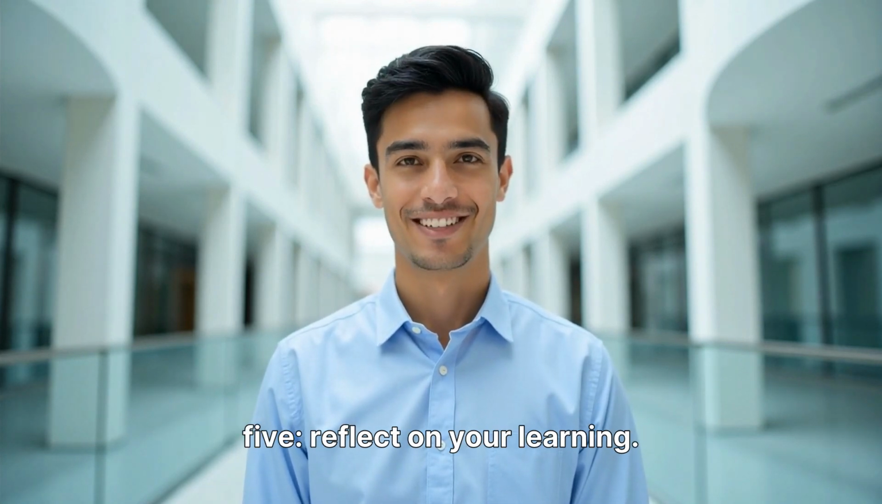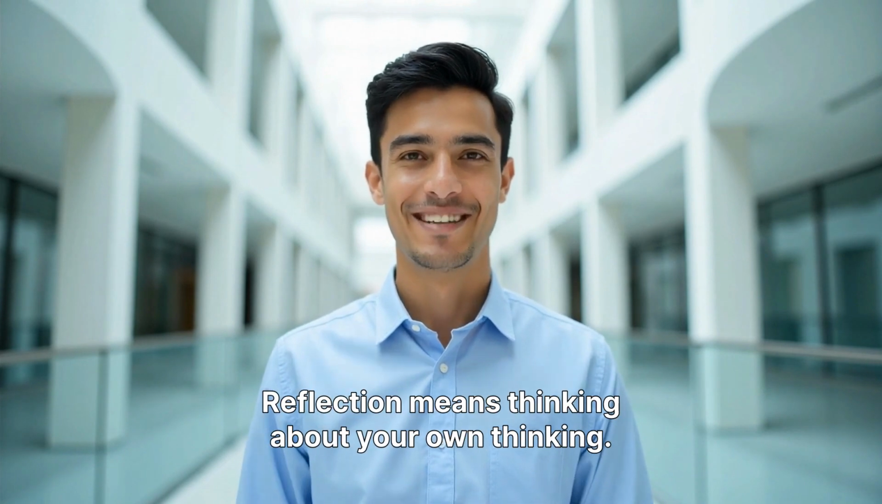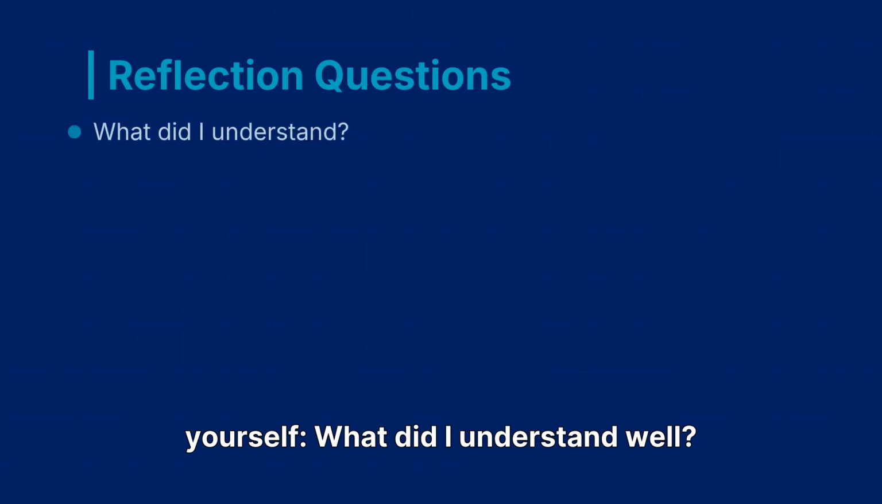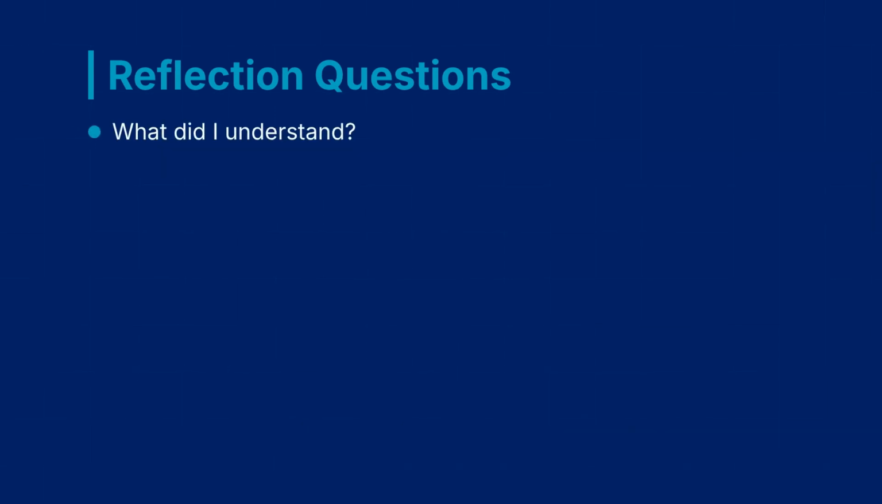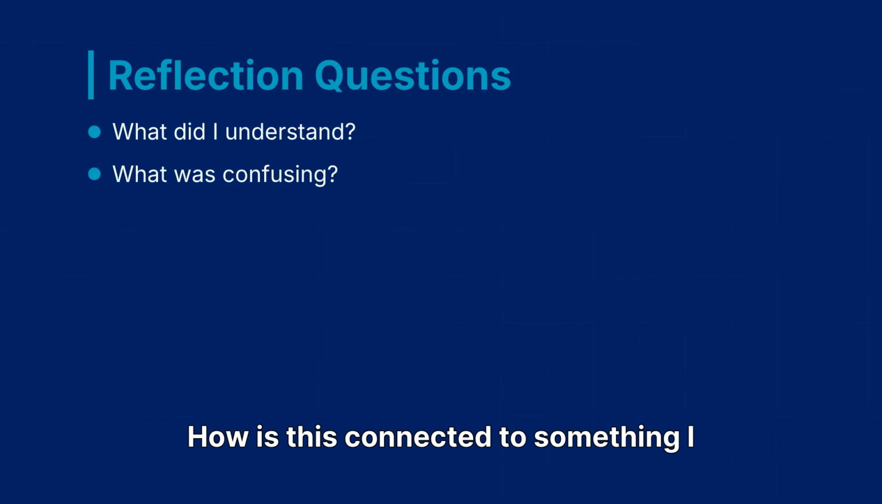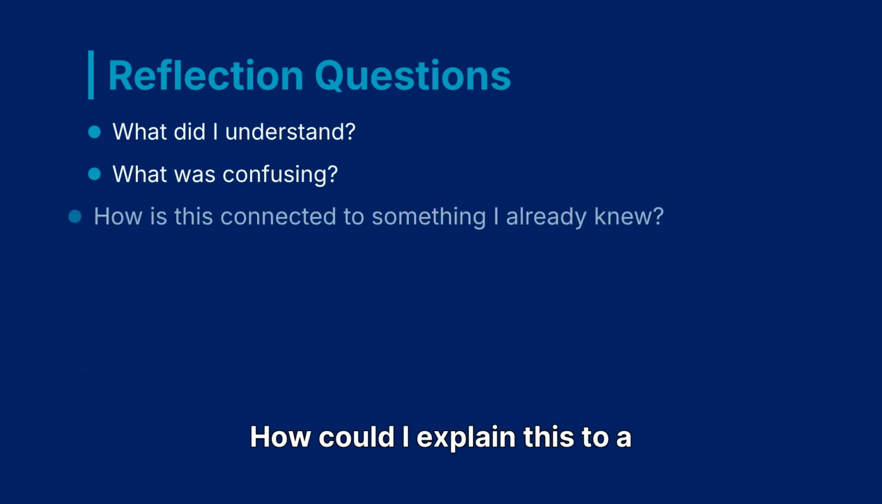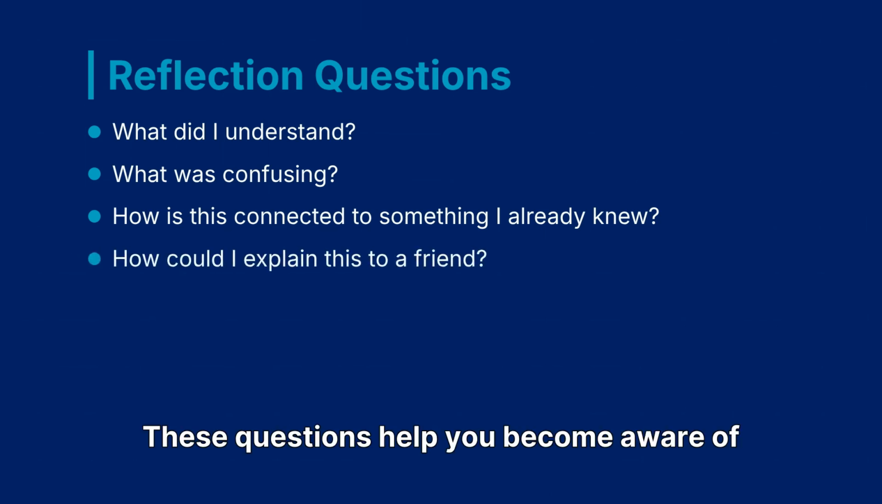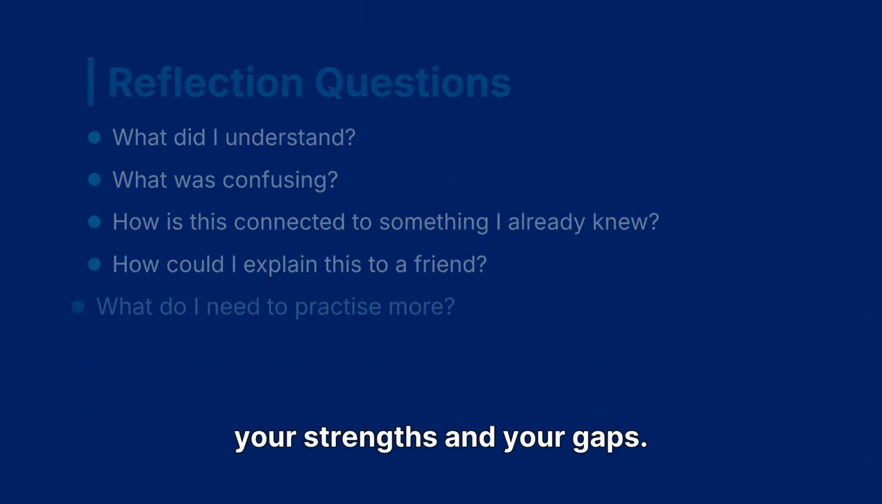Strategy 5, reflect on your learning. Reflection means thinking about your own thinking. After studying, take 5 minutes and ask yourself, what did I understand well? What was confusing? How is this connected to something I already knew? How could I explain this to a friend? What do I need to practice more? These questions help you become aware of your strengths and your gaps.